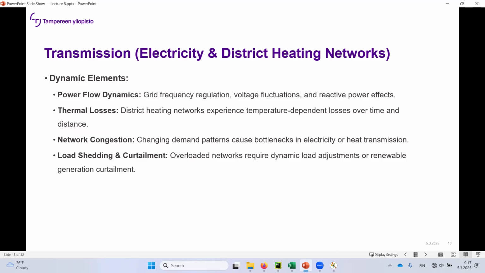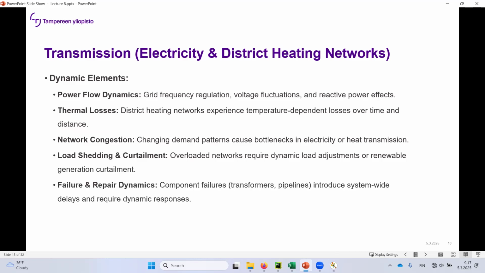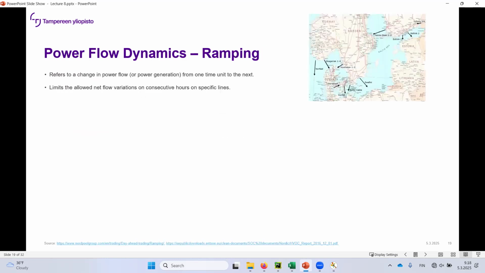Curtailment happens with renewable energy. So if there's too much production, and this is also related to this network congestion. So if you don't have enough room in the transfer lines, then you're going to have to do curtailment. And that's the problem with Finland having all its wind power production in the western coastline, and the most amount of consumption is in the Helsinki capital region. Failure repair dynamics. So components and failures introduce system-wide delays and require these dynamic responses.